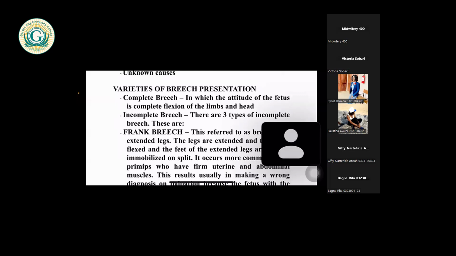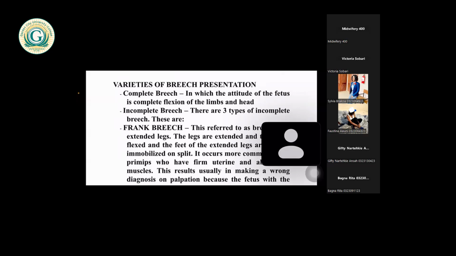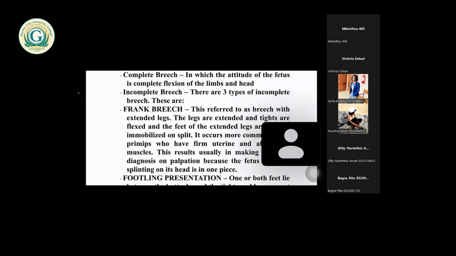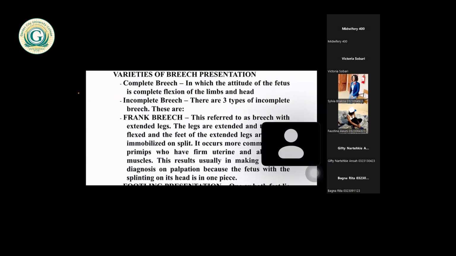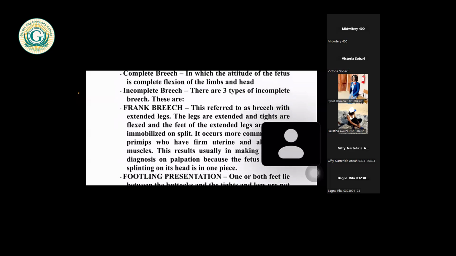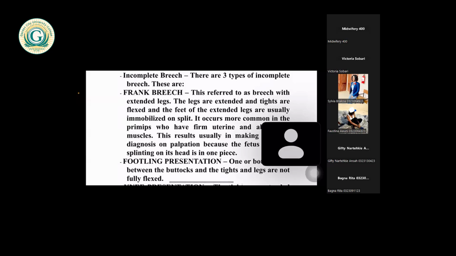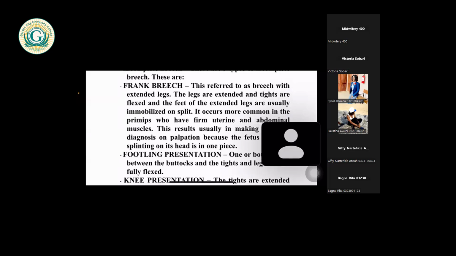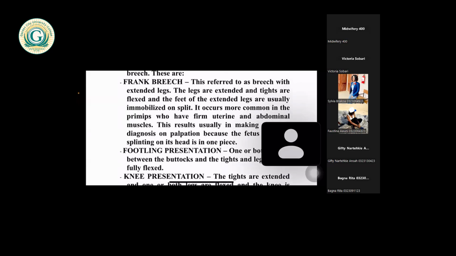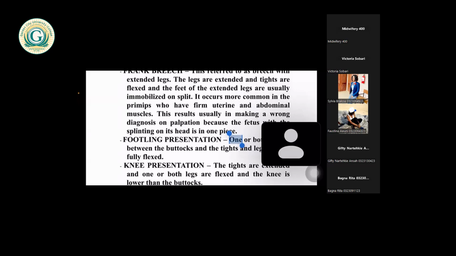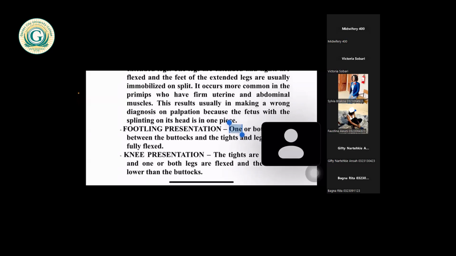So we have incomplete breech. It says there are 3 types of incomplete breech, and these are the frank breech, footling, and knee. With the frank, as our sister earlier said, it presents with extended legs. The legs are extended and thighs are flexed, and the feet of the extended legs are usually immobilized on splints. It occurs more commonly in primigravidae who have firm uterine and abdominal muscles. This usually results in a wrong diagnosis on palpation because the fetus, with the splinting, is in one piece.